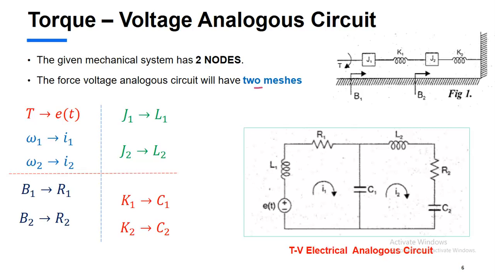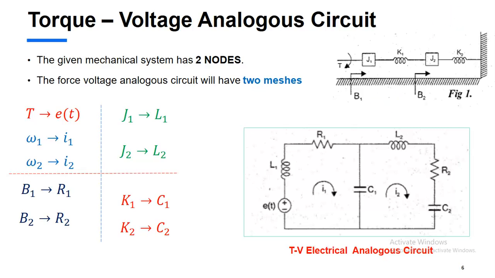You see this given mechanical system, with respect to J1 we have a torque, so we have a voltage source. J1 is represented by L1. In case of a torque-voltage analogy, all the elements should be connected in series. B1 is represented by R1. We have a spring between two J's, so it appears as a common element between two meshes. Then with respect to J2, it is L2, B2 is R2 and K2 is C2.